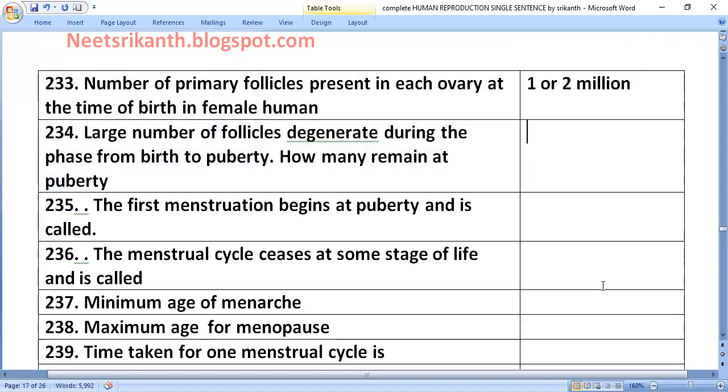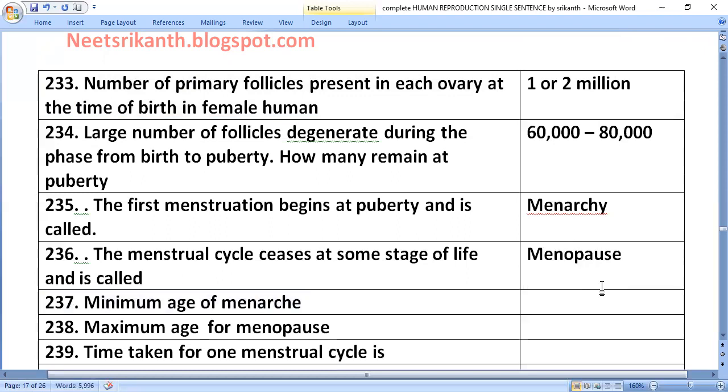A large number of follicles degenerate during the phase from birth to puberty. How many remain at puberty? About 60,000 to 80,000 will remain. The first menstruation begins at puberty and is called menarche. The menstrual cycle ceases at some stage of life and is called menopause.